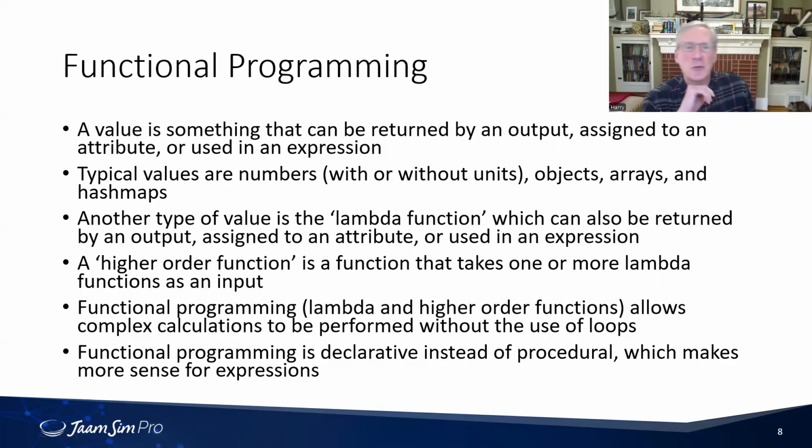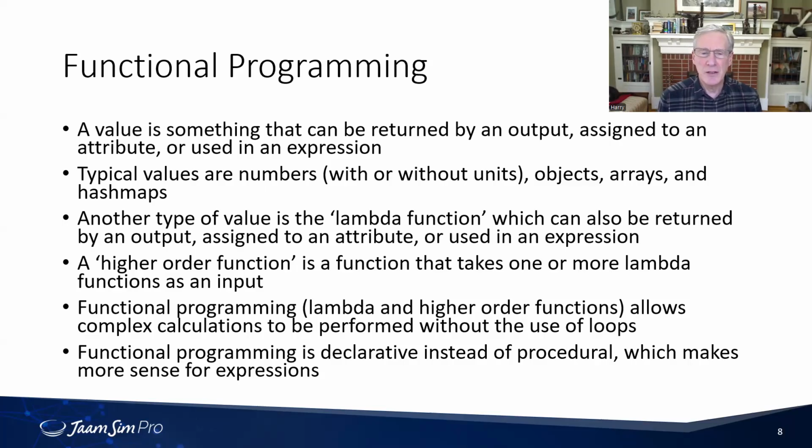Then let's move on to functional programming now. This is something that's more mathematical and probably a little bit more abstract for most people. We're used to dealing with values in JaamSim, and a value is anything that appears in an expression. Values can be numbers, objects, arrays, or hash maps. So you can create attributes that hold an array or a hash map, and you can use all these things in expressions.